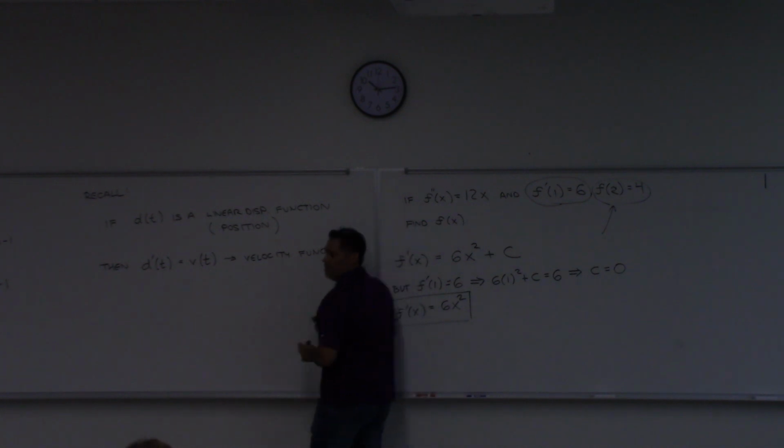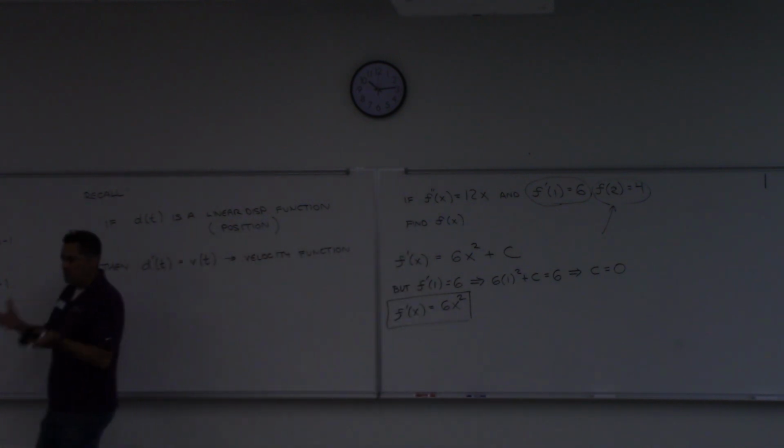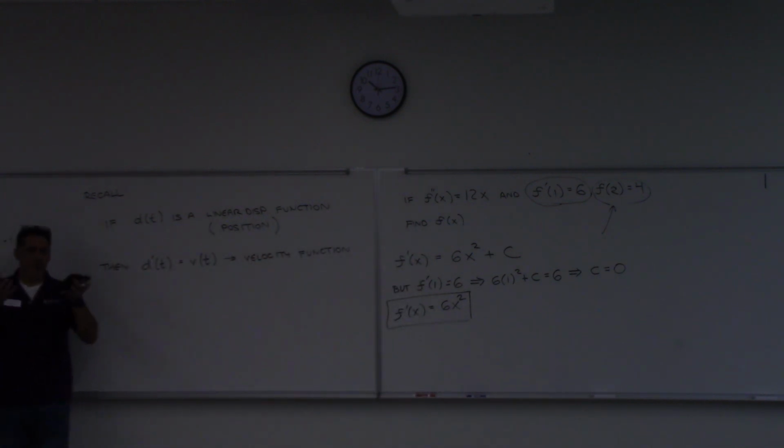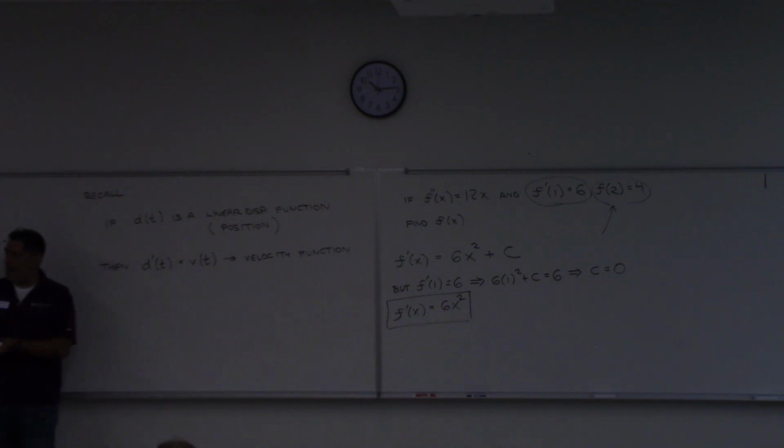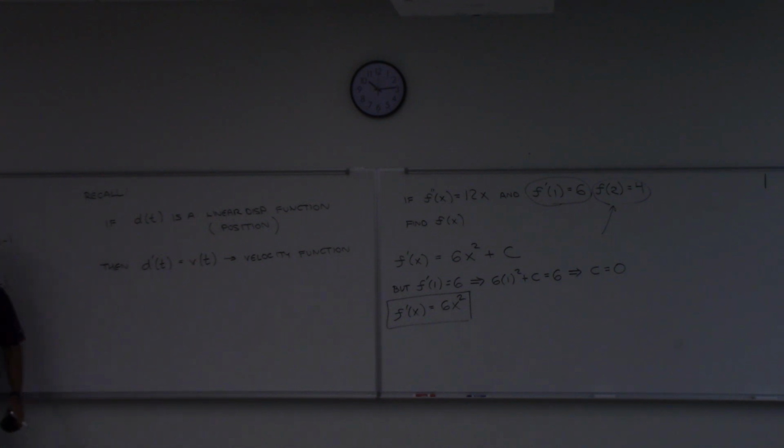This is really important in physics. If you have a position function, the first derivative of that position function gives you the velocity function. So it tells you how fast that object is going at every point in time. How many of you now remember that? Yeah, so we need to be able to remember that connection.